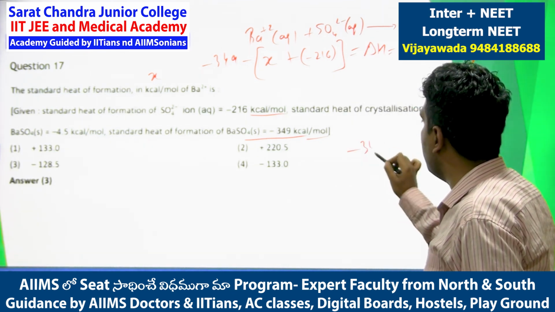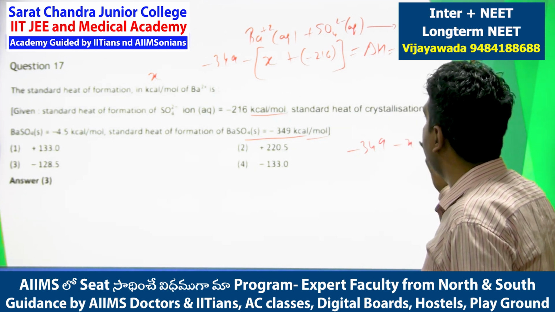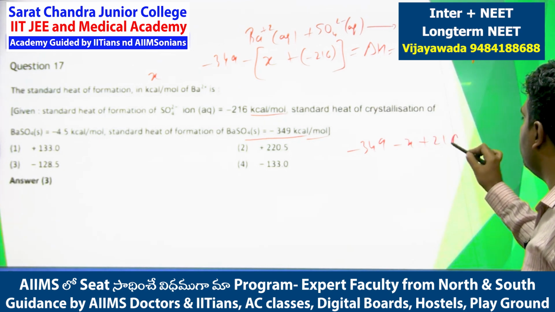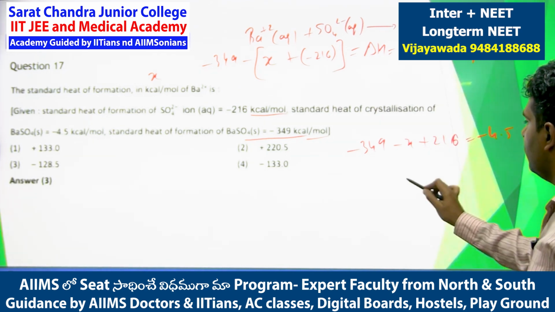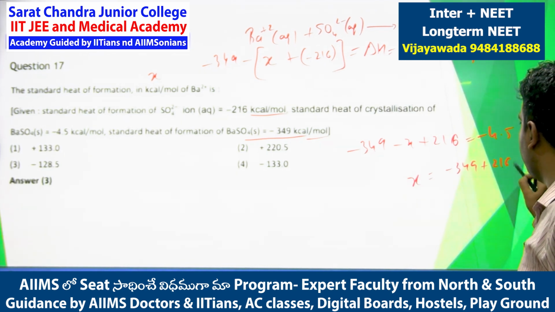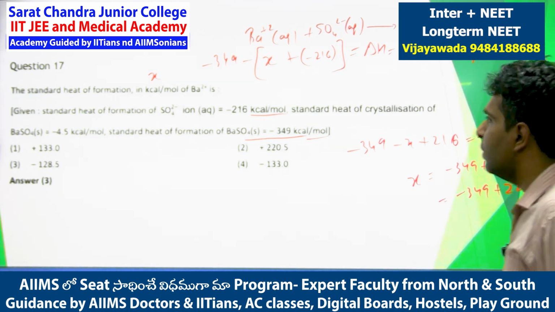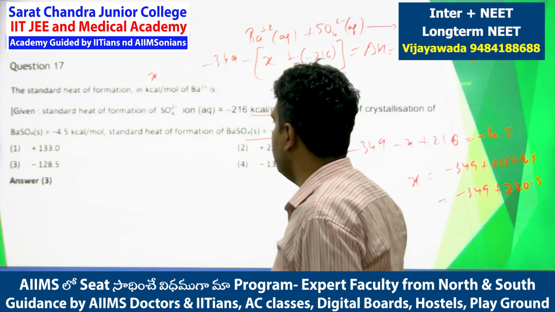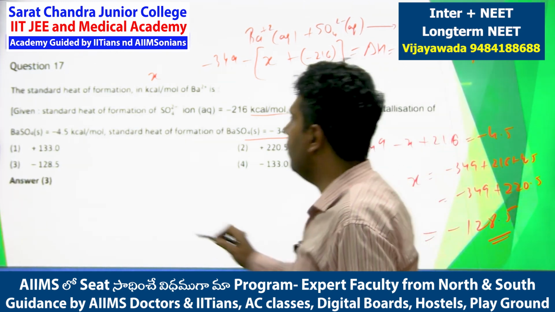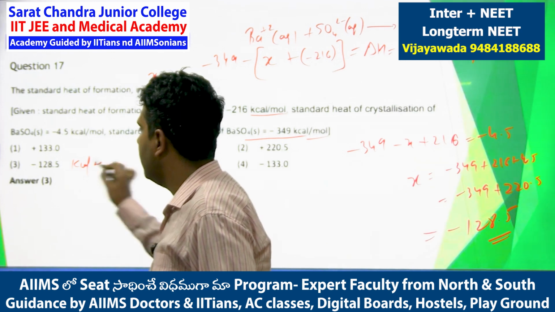So minus 349 minus x plus 216. This minus and minus will become plus, and that should be equal to minus 4.5. So x will be equal to minus 349 plus 216 plus 4.5, that is minus 349 plus 220.5. Solving it, this comes out to be minus 128.5 kilocalories per mole. That is option 3.